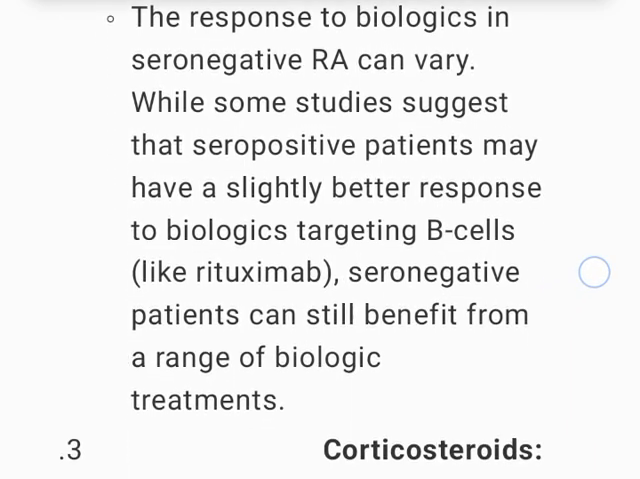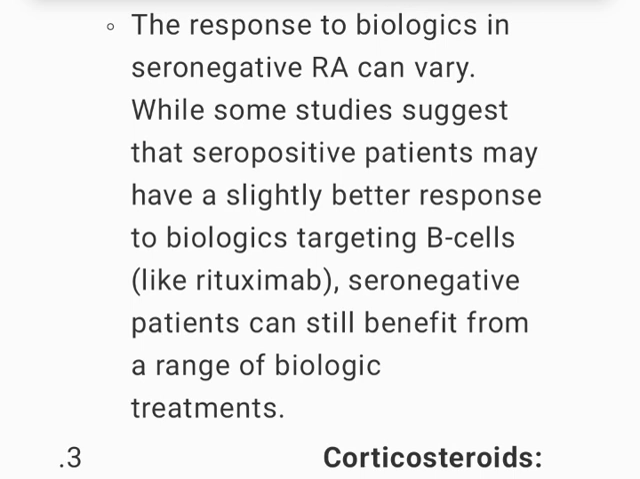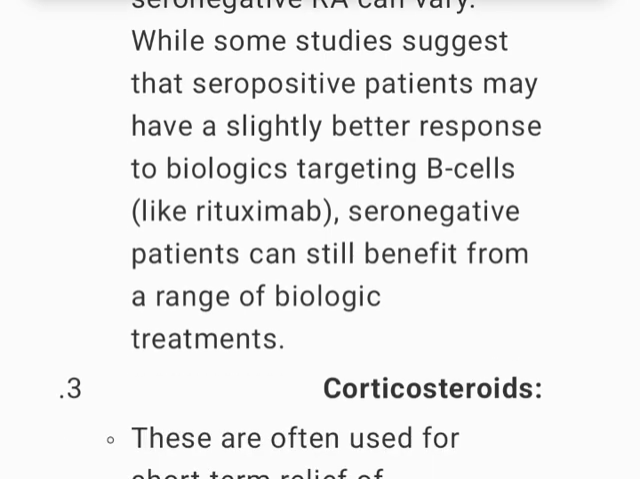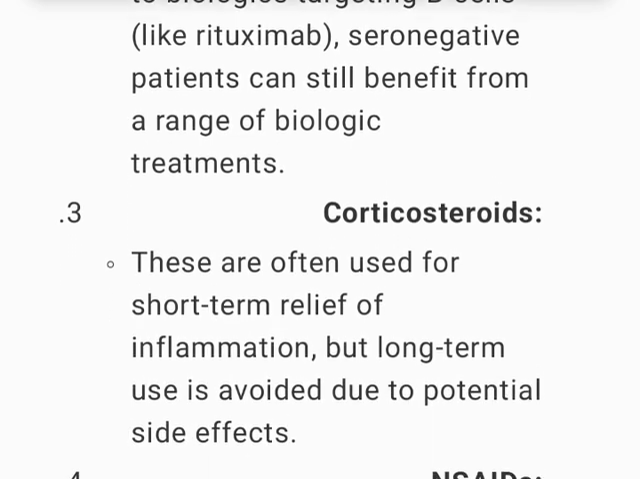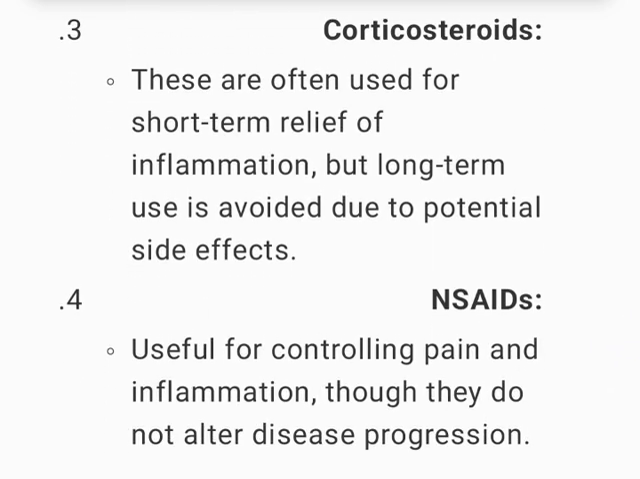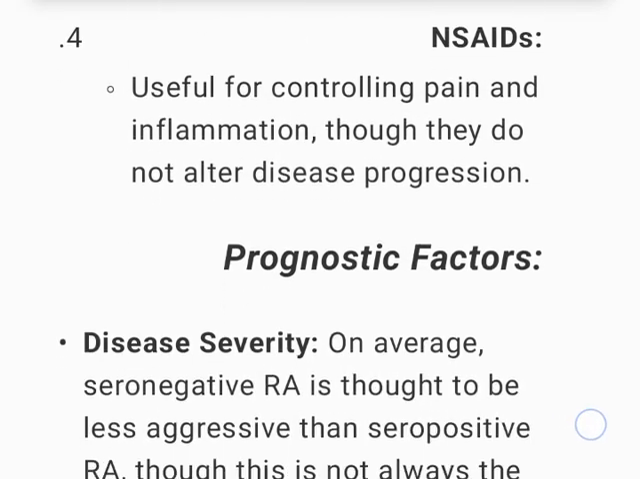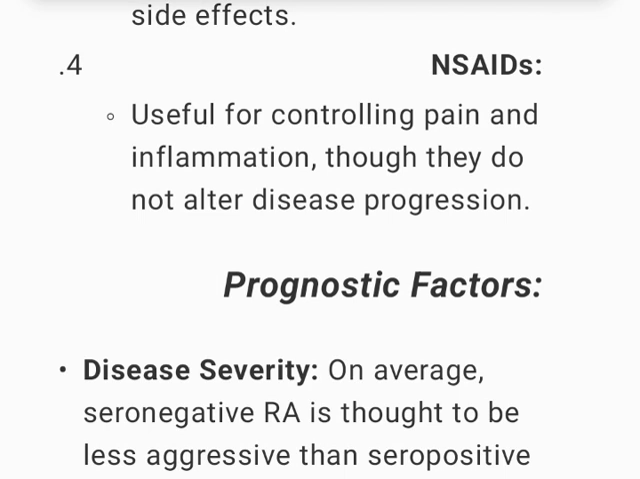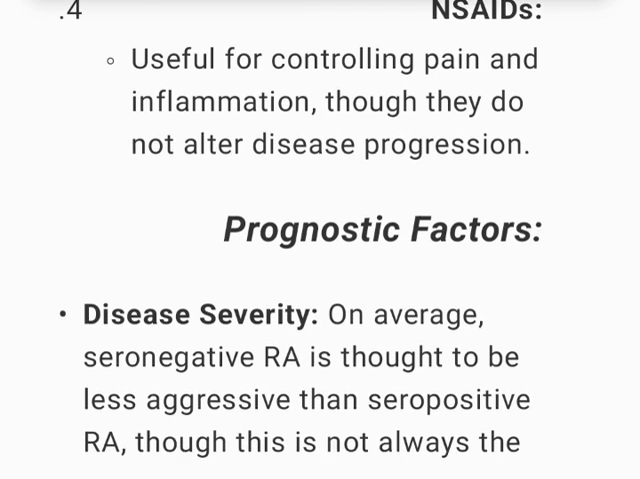The response to biologics in seronegative RA can vary. While some studies suggest that seropositive patients may have a slightly better response to biologics targeting B cells, like rituximab, seronegative patients can still benefit from a range of biologic treatments. 3. Corticosteroids. These are often used for short-term relief of inflammation, but long-term use is avoided due to potential side effects. 4. NSAIDs. Useful for controlling pain and inflammation, though they do not alter disease progression.